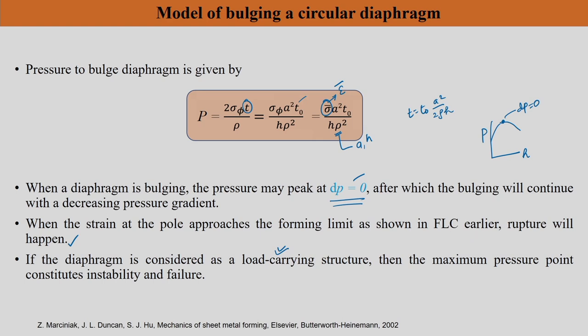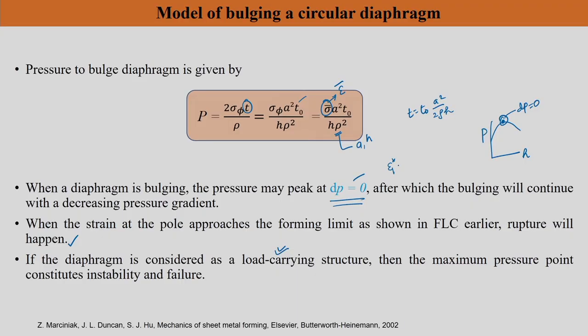This particular point should be the deciding criterion if it is a load carrying structure. If you are deforming it, one should see the difference between dp equal to 0 and when epsilon 1 star and 2 star are reached. So one has to be careful with these two. Otherwise, for the hydrostatic bulge test, a simple equation for p is obtained from sigma bar, which can be related to epsilon as a function of epsilon, times a square t naught by h rho square.